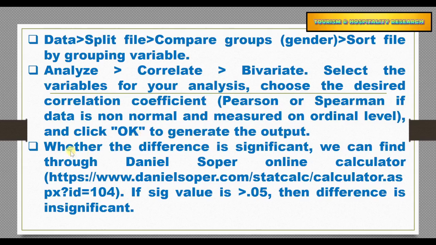Now, when we get the output, whether the difference between the two groups is significant or insignificant, we can find out easily through the Daniel Soper online calculator, for which I have mentioned the address over here. You can simply copy this and paste it in your browser to go to the Daniel Soper calculator. If the p value given by the calculator is more than 0.05, then the difference between the groups is insignificant. In case it is lesser than 0.05, then the difference is significant.